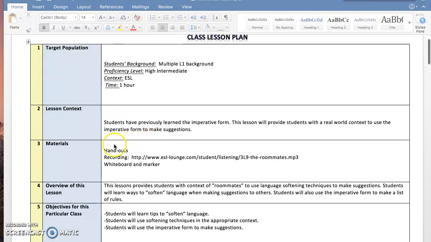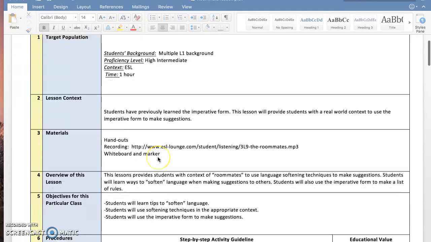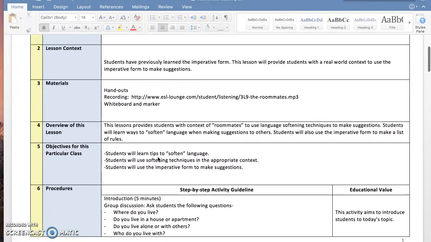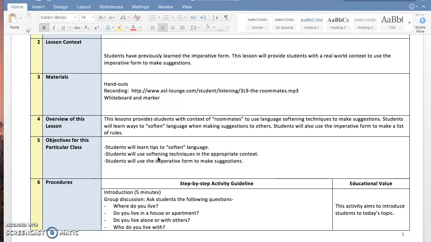So the materials needed for this lesson are just handouts, a recording from this website, ESL Lounge, and a whiteboard and marker. So an overview of the lesson would be that the lesson provides students with the context of roommates to use language softening techniques to make suggestions. Students will learn ways to soften language when making suggestions to others, and students will also use the imperative form to make a list of rules.